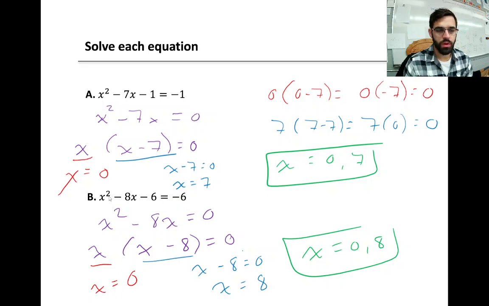Alright, example B. We're going to solve the equation. We're going to collect like terms, add or subtract to set it equal to 0. We could do that for this one by adding 6 to both sides. Again, to find the solutions, we're going to factor the expression x times x minus 8. And that's going to give us our 2 factors equals 0. If either factor equals 0, we have a solution. So if x equals 0, or if x minus 8 equals 0, which means 0 and 8 are solutions. So what these 2 examples have in common is that we use greatest common factor to find the solutions.